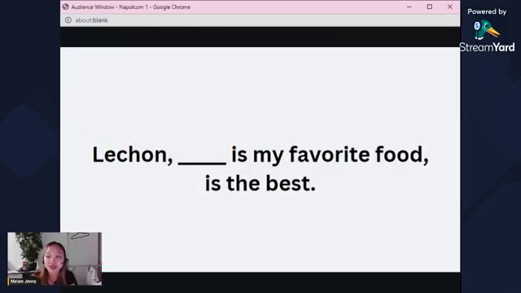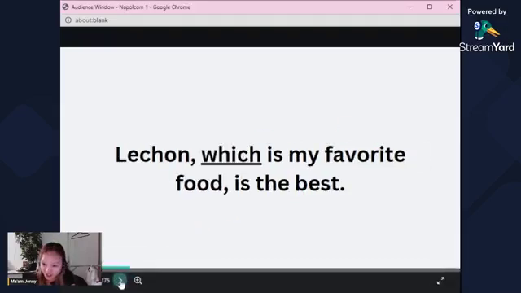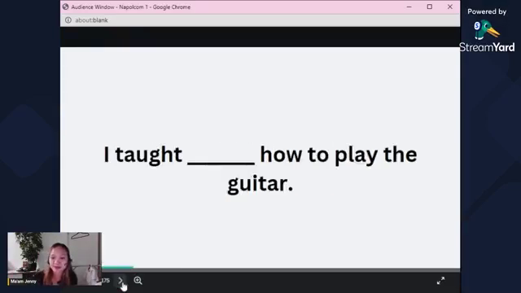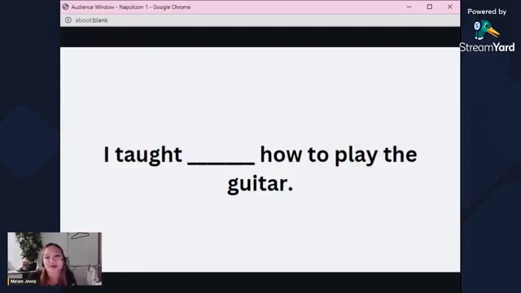Lechon, blank is my favorite food, is the best. Dito yung hinahanap natin is relative pronoun. So, lechon, which is my favorite food, is the best. Okay? Lechon, which is. So, for example, yung whose, that, who, whom, they are what we call the relative pronouns. So, it relates back to the subject. Which is. Yung which dyan, it's a representation of lechon. Okay? So, yung lechon, yung favorite food ko is the best. Okay. Dito, bibigyan ko kayo ng hint. Mismo. Ako na mismo. So, I taught blank how to play the guitar.